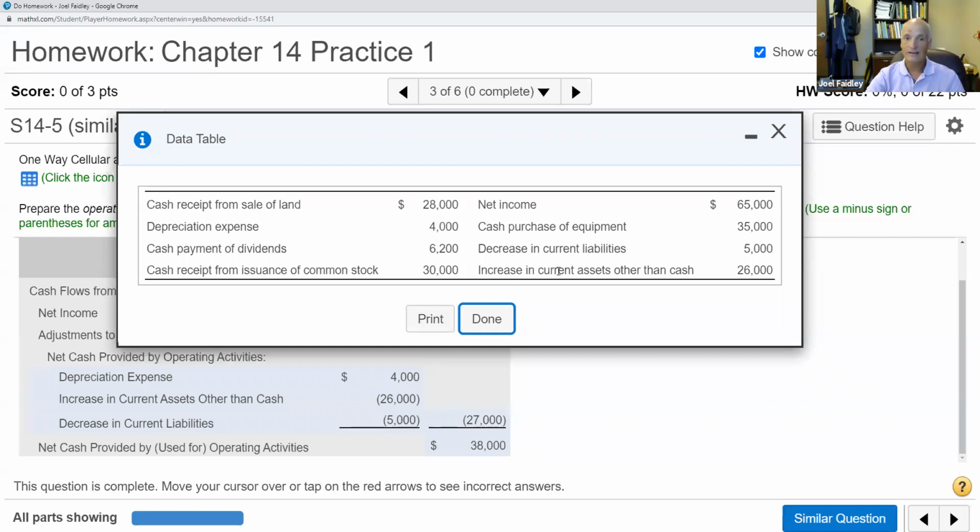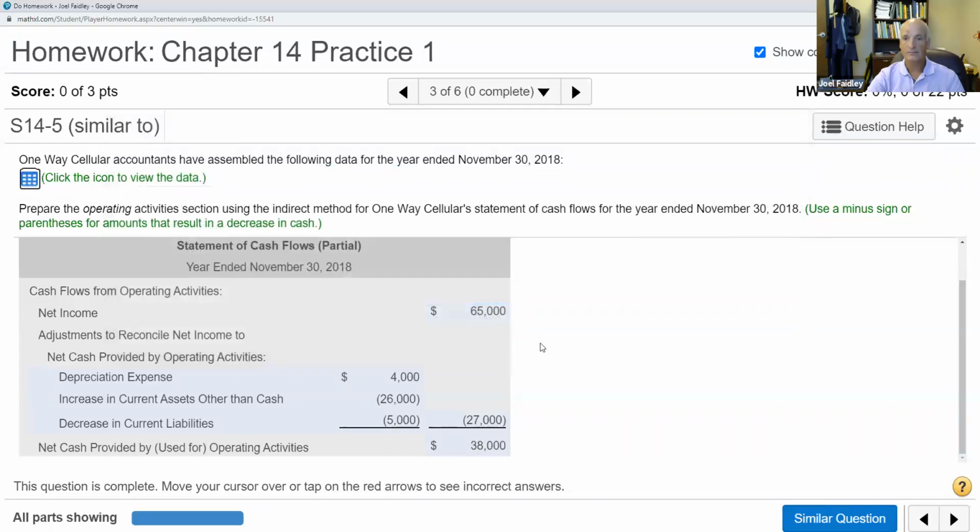All right, and then the last one, increase in current assets other than cash. You never put cash on here because that's what you're reconciling. You're trying to come up with, in total, for all of this, what changed to cash. So increase in current assets other than cash. So all your inventory, prepaid expenses, all the stuff that might be in there that's a current asset, they went up. So if it went up, that's got to be a negative. And so the total, that's 27. So you can see the answer there is 38,000.